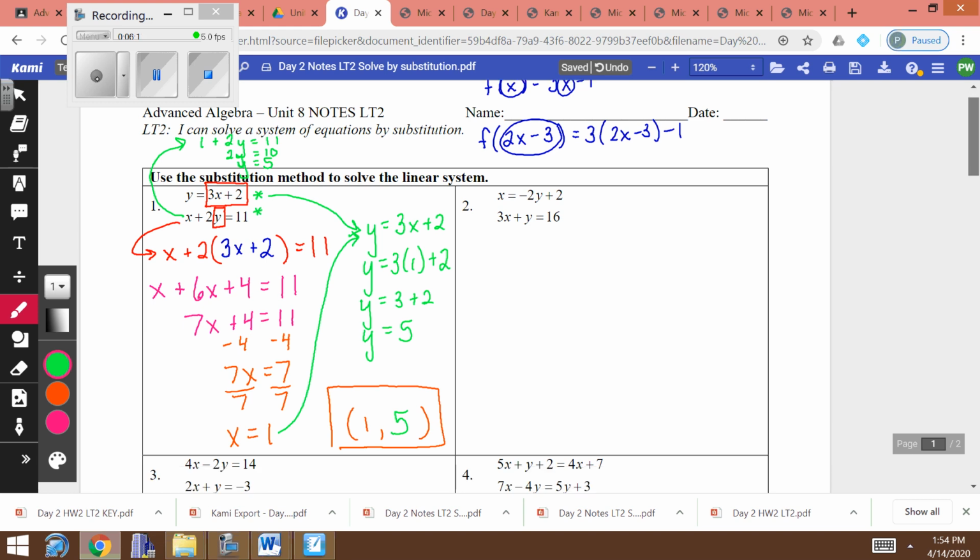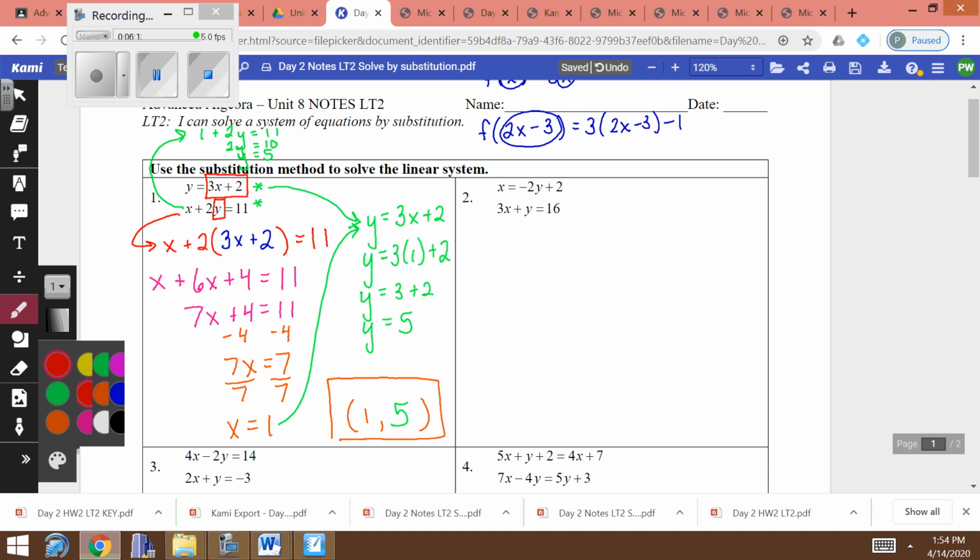Let's try another one here. If I look at number 2, again, this time, notice I have one equation that doesn't have a y equals, but it has an x equals. Sometimes I find we get so caught up in it always being y equals because we're used to graphing that people think it always has to be a y equals. It doesn't. This one I have x equals. So now I know that x has to equal this expression, negative 2y plus 2. Those are equivalent to each other.